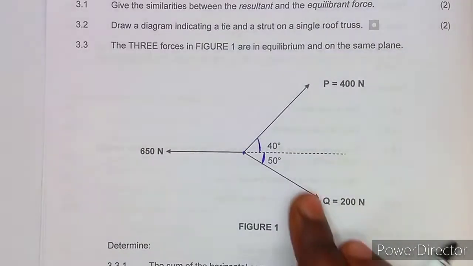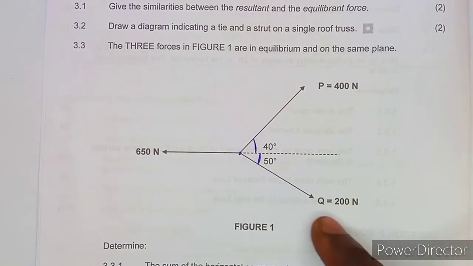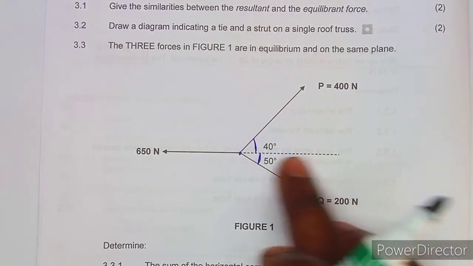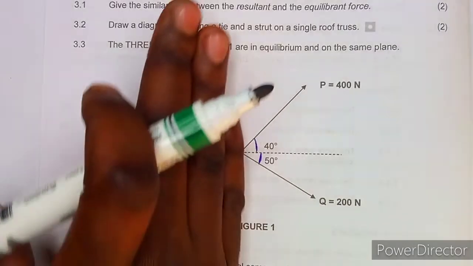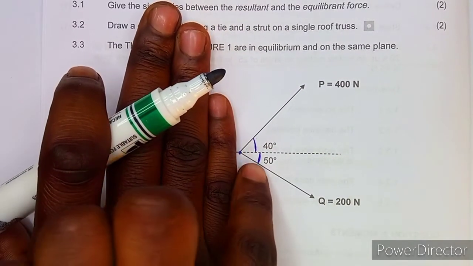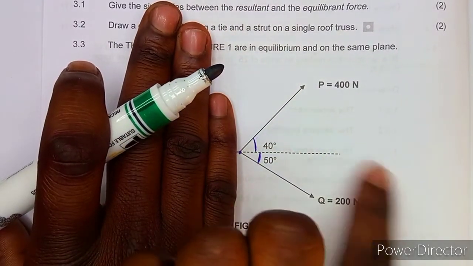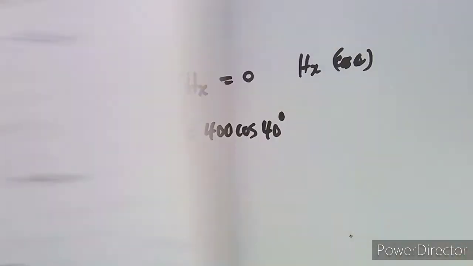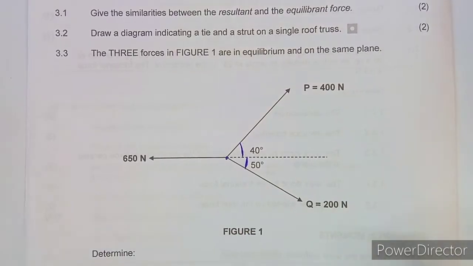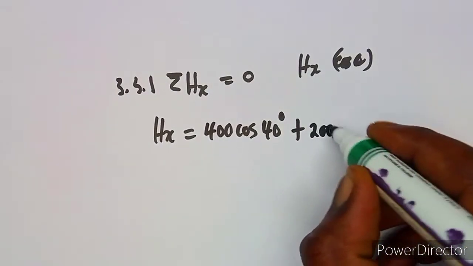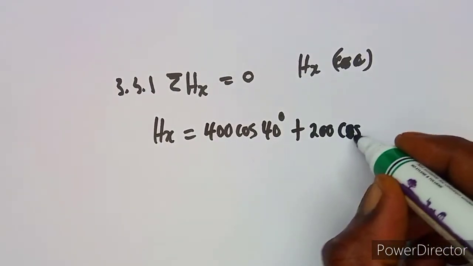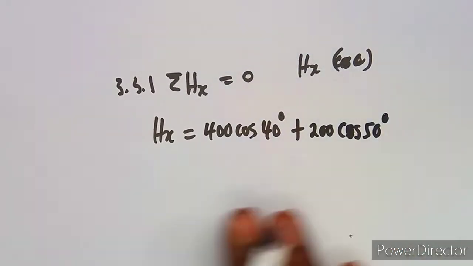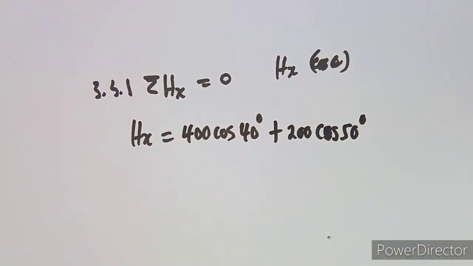Okay, this is in the positive again, so it's 200 cos 50, which is still in the positive because it's on the positive side. As you can see, this is your center, so it's on this side, on the positive side, so it's fine like that. So it's going to be positive, so it's plus 200 cos 50 degrees.